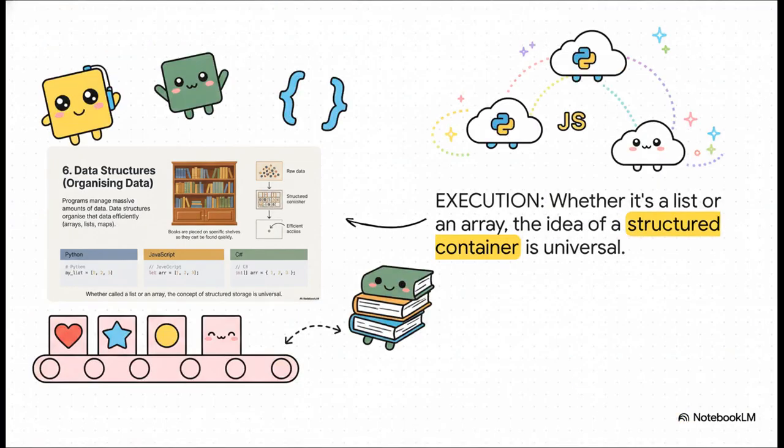And if we look at the code, you'll see different names for pretty much the same idea. Python calls this a list. JavaScript and C#, they call it an array. But don't get hung up on the terminology. The key thing to remember is that every single major language gives you a tool for this, a way to store an ordered group of items. That concept of a structured container is totally universal.